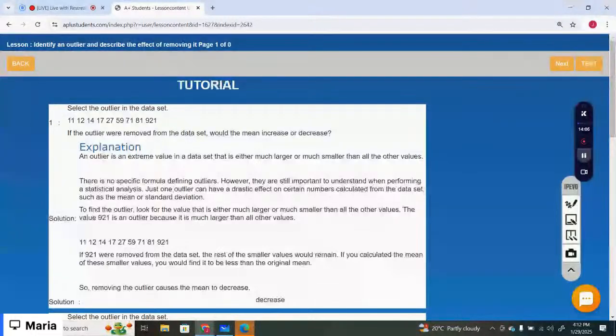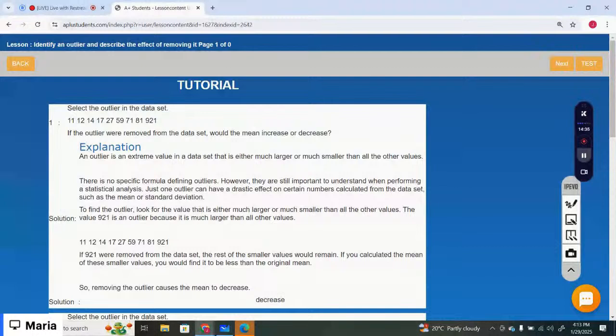Select the outlier in the dataset. If the outlier were removed from the dataset, would the mean increase or decrease? So basically, the first thing you need to learn is the outlier. An outlier is the extreme value in the dataset that is either much larger or much smaller than the other values.